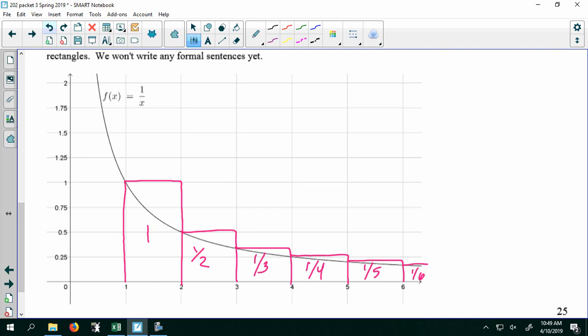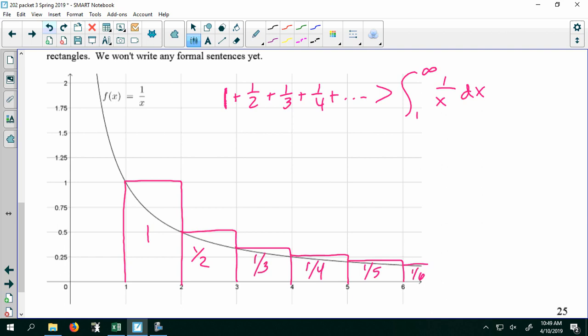So if I add up all the rectangles, I get 1 plus a half plus a third plus a fourth plus dot, dot, dot. Is that more or less than the area under the curve from 1 to infinity of 1 over x dx? More. All those rectangles are above the curve. So this is larger than the integral from 1 to infinity of 1 over x dx.